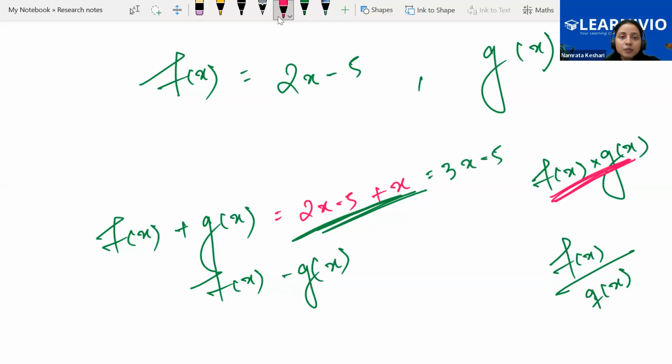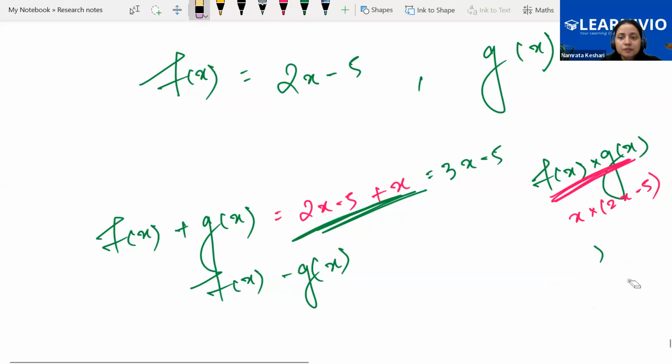Can you tell me what will be f(x) g(x)? Multiply it. Now tell me. The distributive property we can apply, right? For doing the 2x square multiplication, minus 5x. 2x square minus 5x. Is it allowed over here? Yes, it is completely allowed over here.